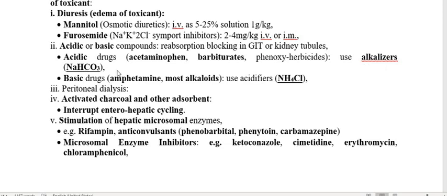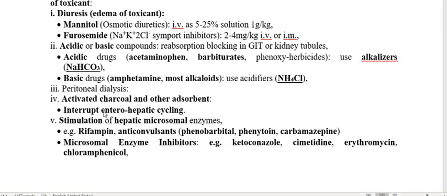If the drug or toxicant is basic, like amphetamine or most alkaloids, you have to give an acidifier, sodium chloride. So they are only chemically neutralizing the poison or toxicant, nullifying the activity of poisoning. Not only does chemical neutralization occur, but it also ionizes the toxicant, and as you know, ionized agents are easily removed from the body.